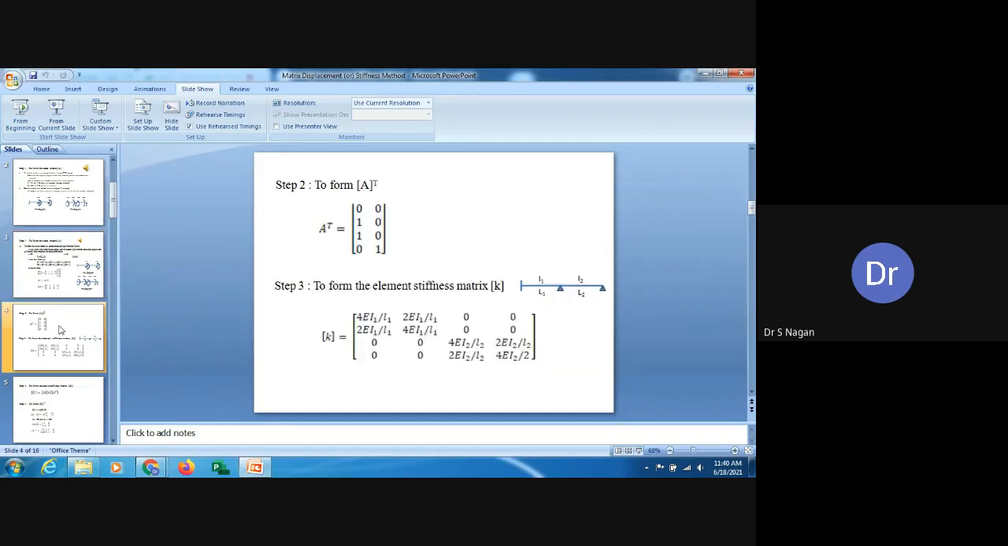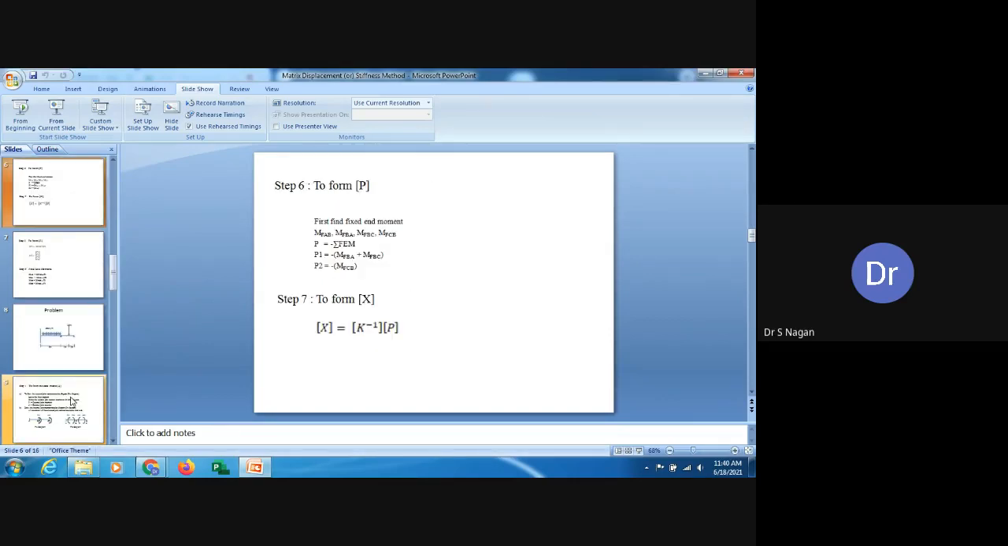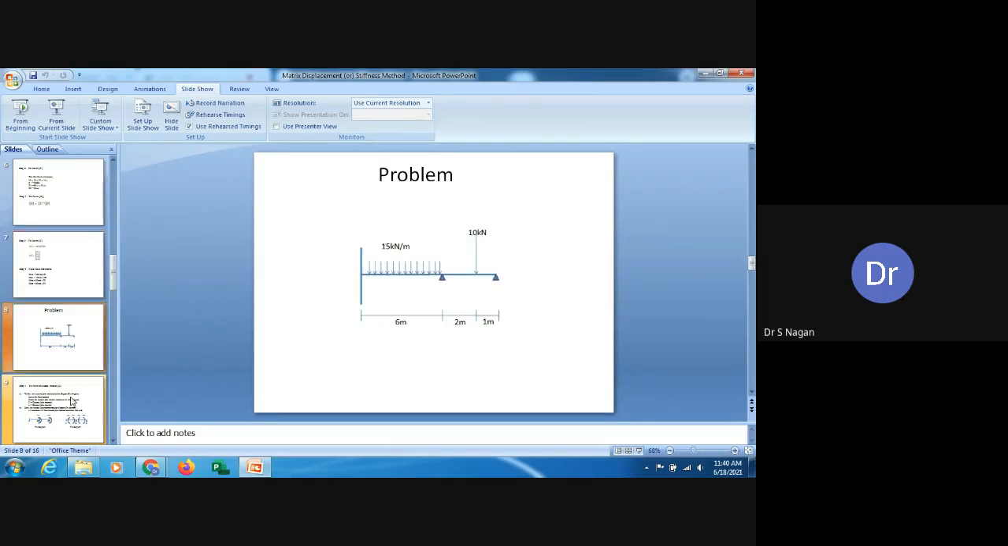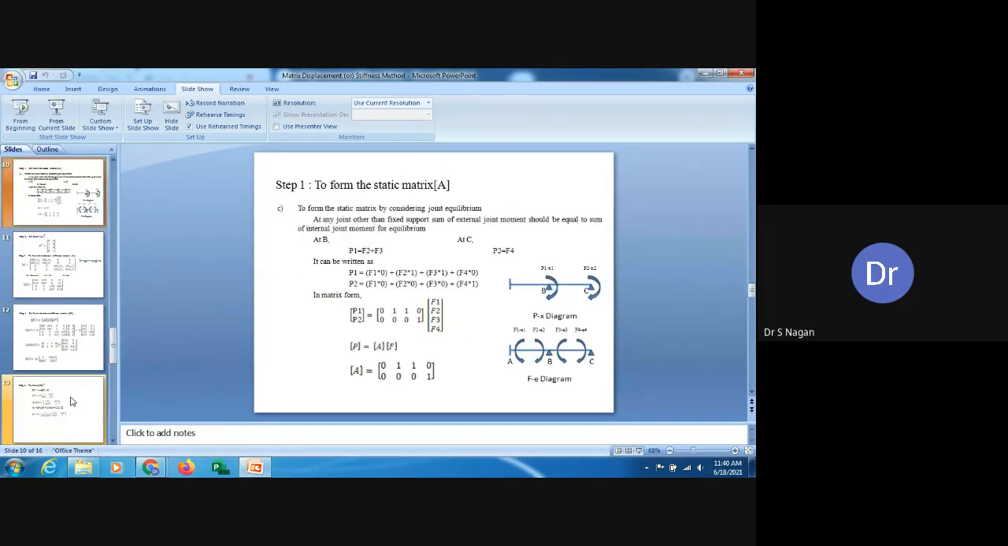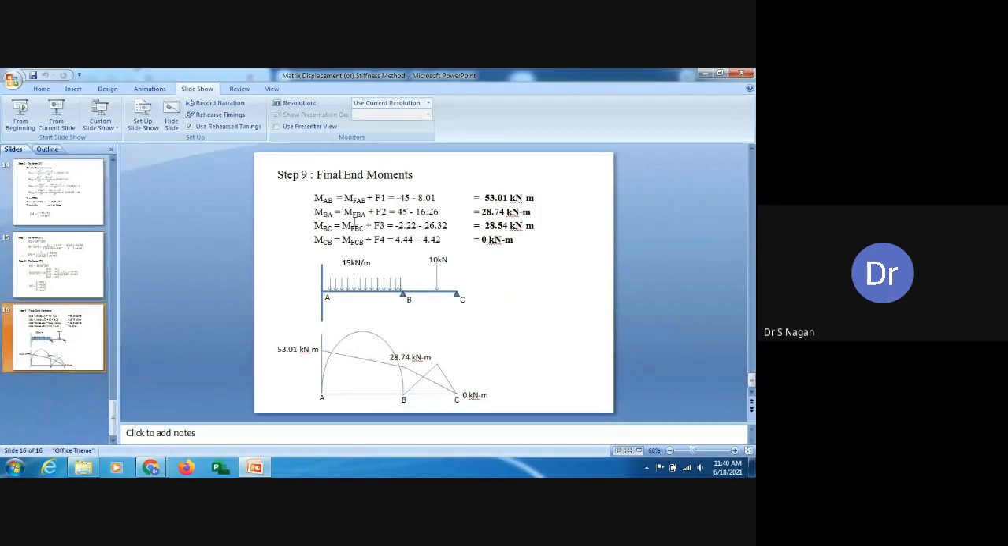Static matrix, A transpose, element stiffness matrix, then capital K, structure stiffness matrix, K inverse, P matrix, X matrix, F matrix, and final element moments. Using that, we have solved a numerical example. Now we'll go to the next example if there are no doubts.